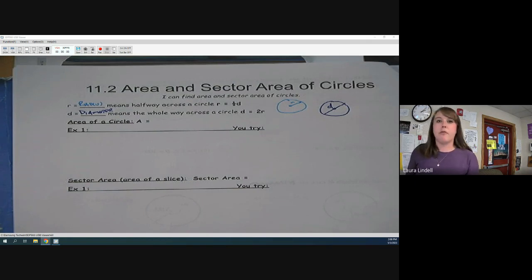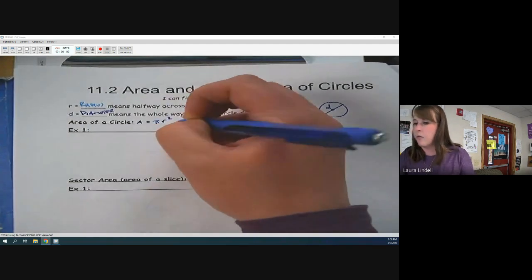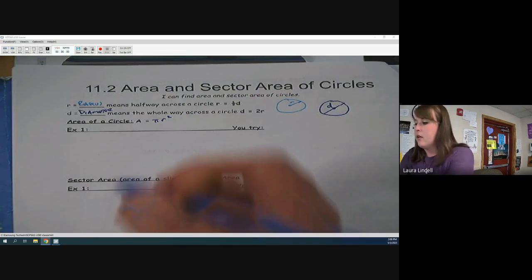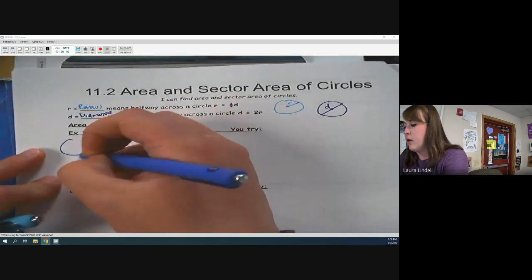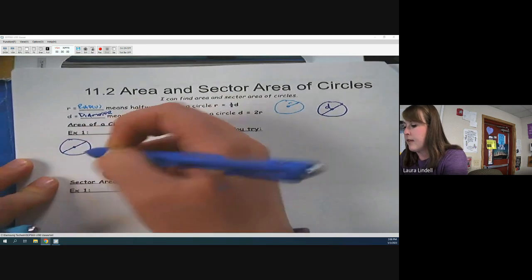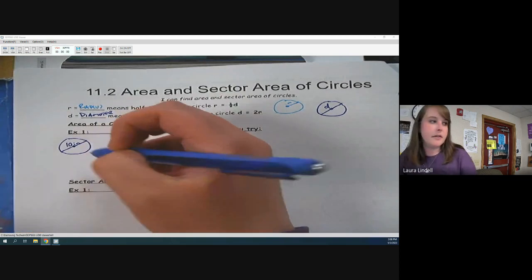So continuing on today, we're going to talk about area of a circle first. You might have heard this formula before. It is pi r squared. So pi times the radius squared. So for our first example, we'll do one where we're given a picture of a circle like that. And this is 10 inches.